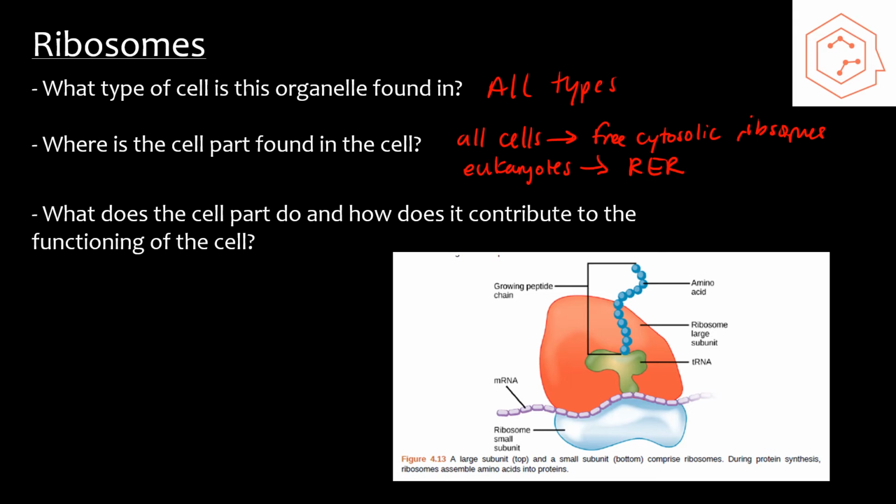So the main goal of ribosomes is to carry out protein synthesis through translation. There's a process called translation, which we'll talk about in molecular genetics. So translation of RNA into protein.